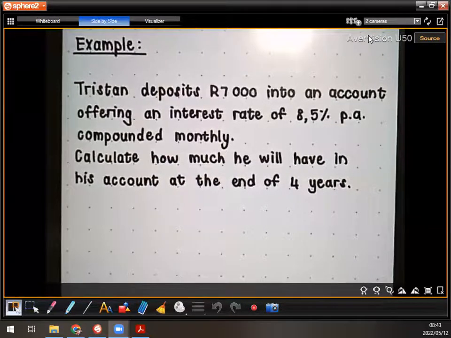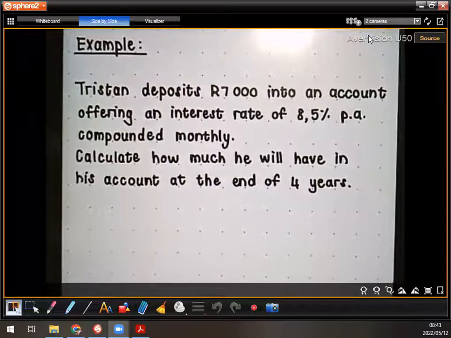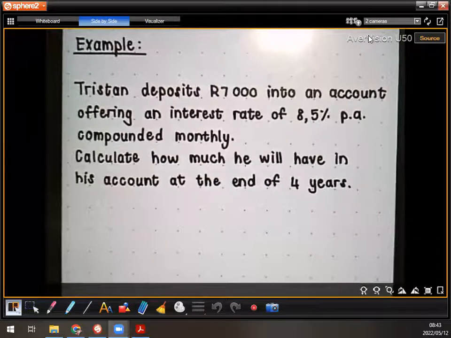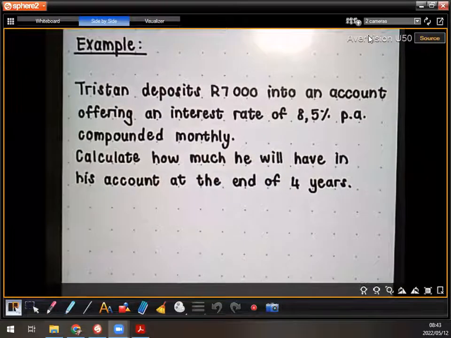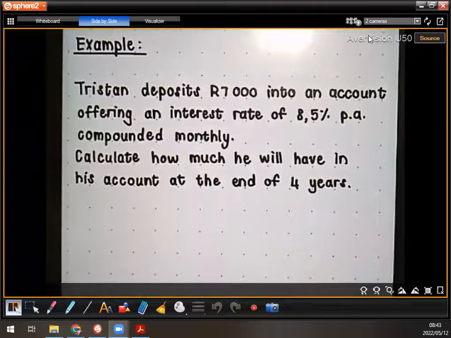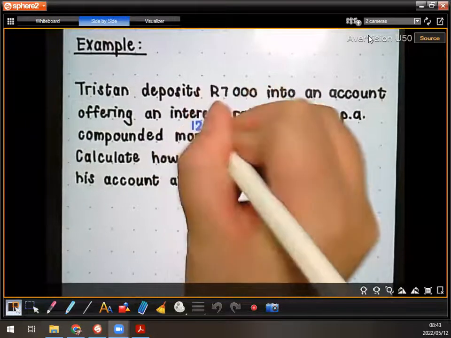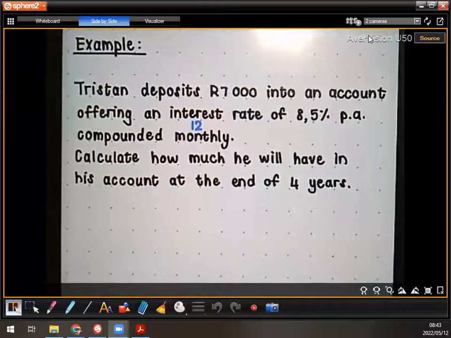Okay, so guys, this question is saying that the interest rate is 8.5%, so we're going to put 8.5 at the top. But then they're saying compounded monthly. The fact that they're saying compounded, obviously that means we're going to use the compound interest formula, okay? And they say monthly, how many months are there in a year? 12. So at the bottom of the fraction, we're going to say 1200.